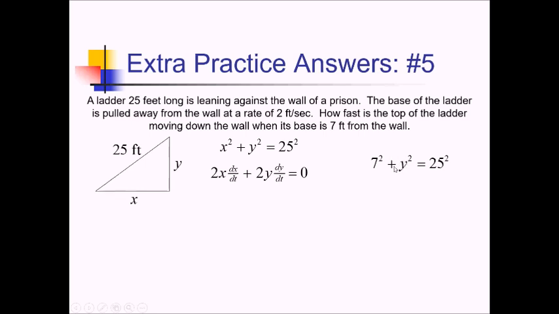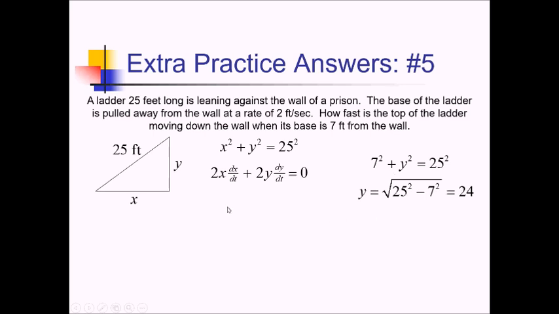Isolating y, we can write y equals the square root of 25 squared minus 7 squared. And you can do that on the calculator if you want. I happen to remember that this is part of a 7, 24, 25 triangle, but you're certainly able to use the calculator on this particular problem. So one way or another, it does come out to 24.